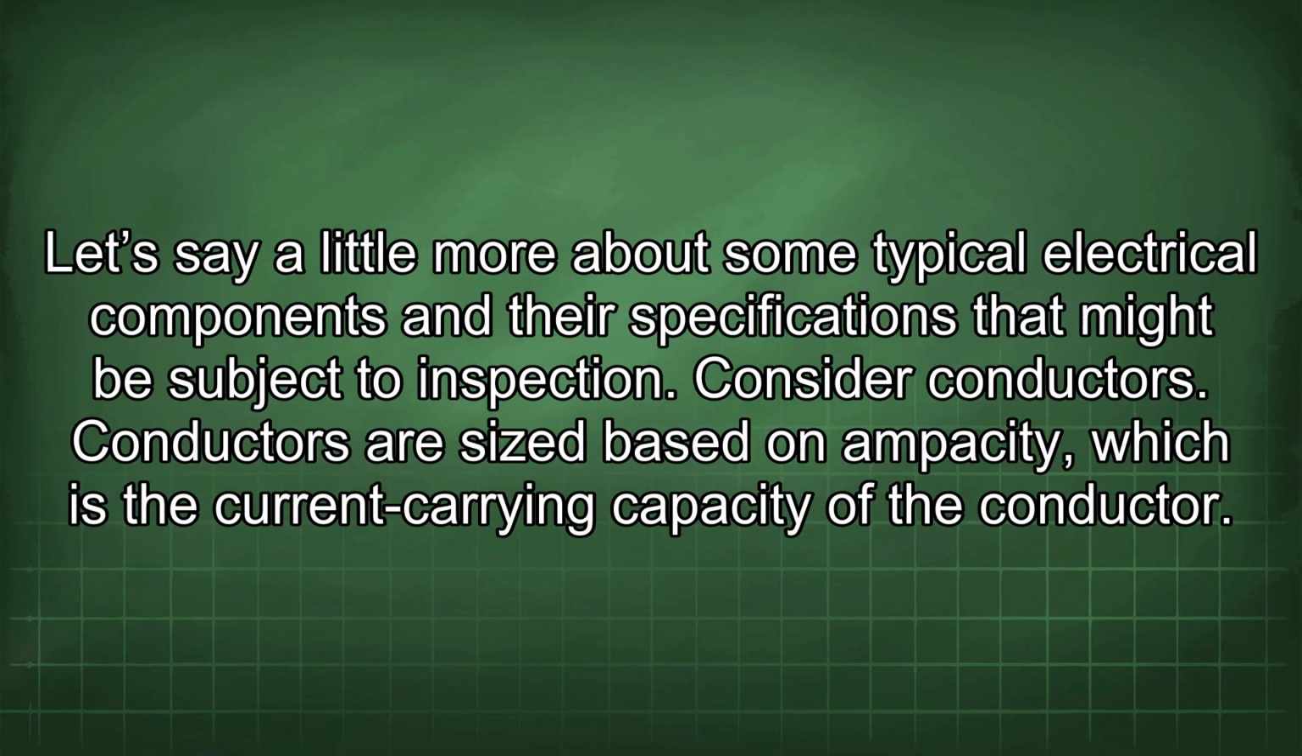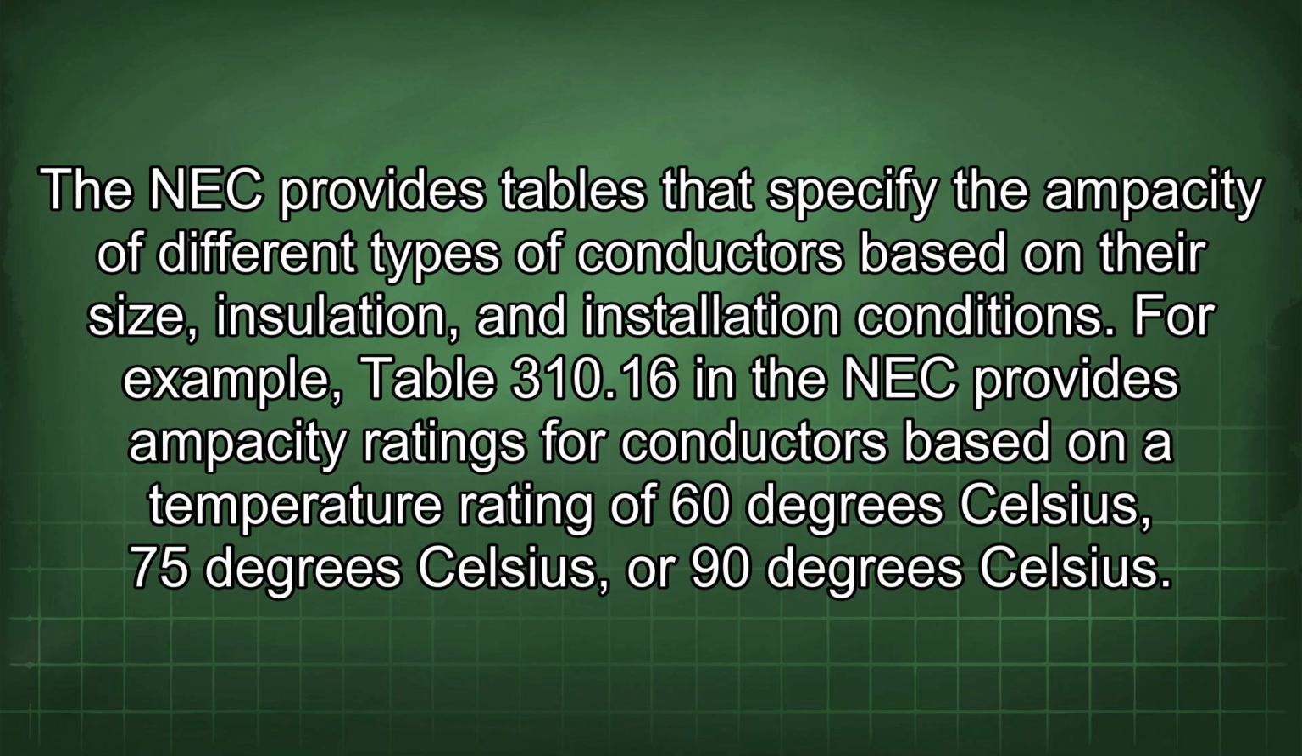Let's say a little more about some typical electrical components and their specifications that might be subject to inspection. Consider conductors. Conductors are sized based on ampacity, which is the current carrying capacity of the conductor. The NEC provides tables that specify the ampacity of different types of conductors based on their size, insulation, and installation conditions. For example, Table 310.16 in the NEC provides ampacity ratings for conductors based on a temperature rating of 60 degrees Celsius, 75 degrees Celsius, or 90 degrees Celsius.